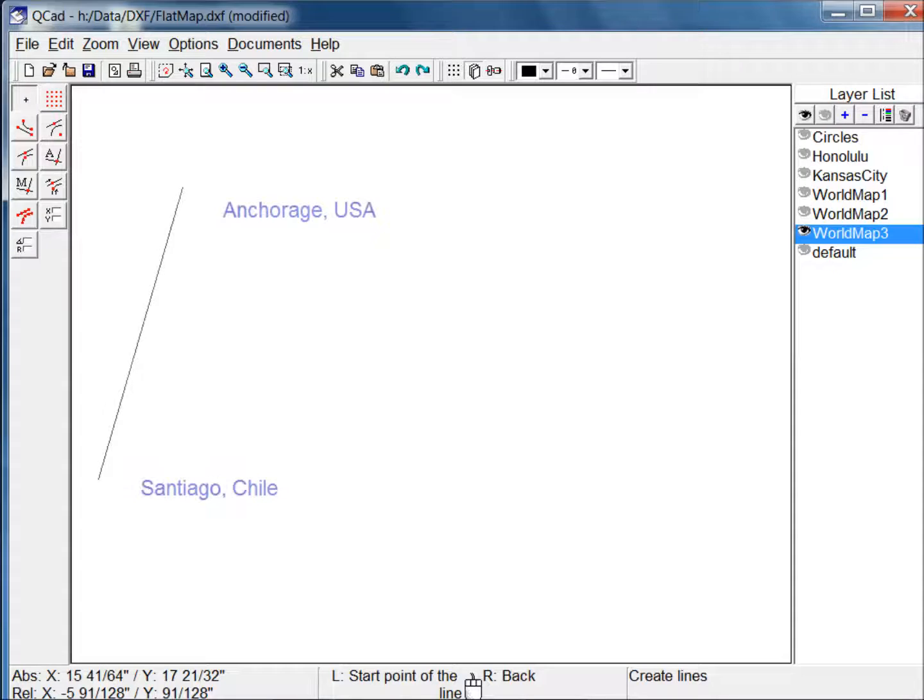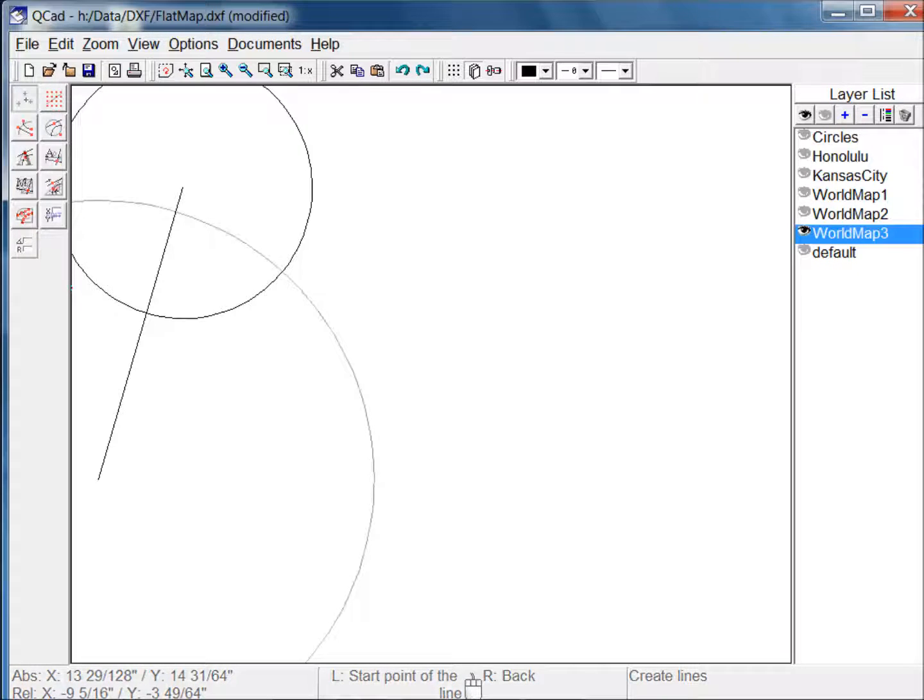I started with a baseline of 7,867 miles long. That's from Santiago to Anchorage, Alaska. Now Reykjavik is the first city that I'm going to add. It's 3,381 miles from Anchorage, so I drew a circle there with that radius. And it's 7,225 miles from Santiago, so I drew a circle there with that radius. Where the circles intersect, that's Reykjavik.